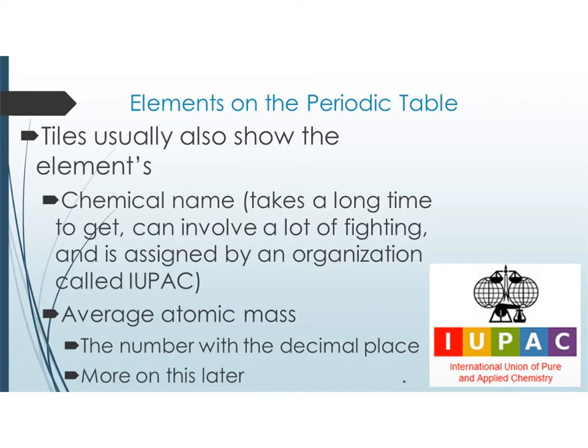The average atomic mass is the number on the tile with the decimal place. We're going to learn a lot more about this later, but you guys probably know it as just the atomic mass. If you remember it as the average atomic mass, that will help you remember that it has a decimal place, because averages very rarely come out as whole numbers.